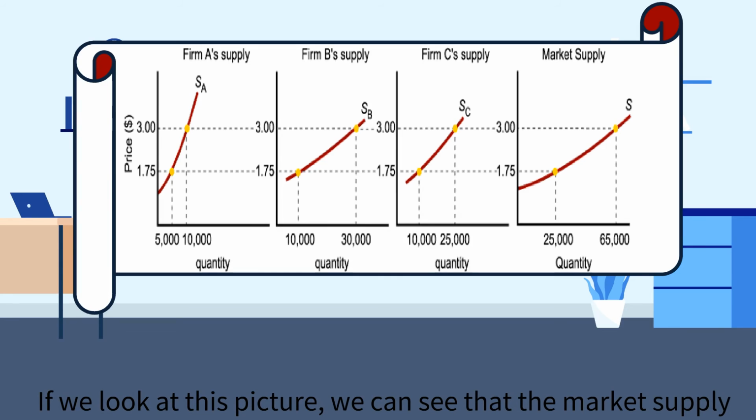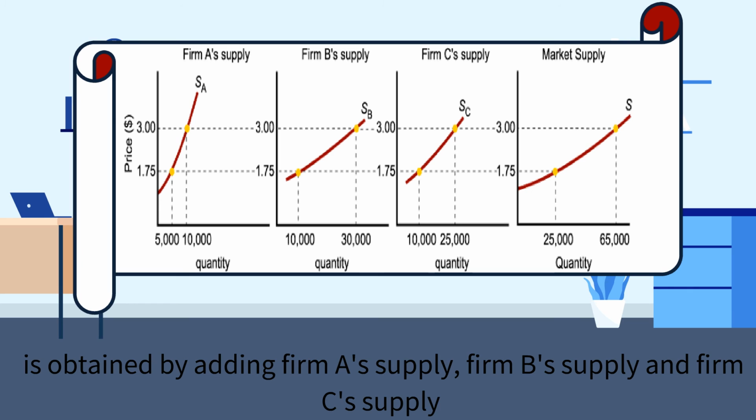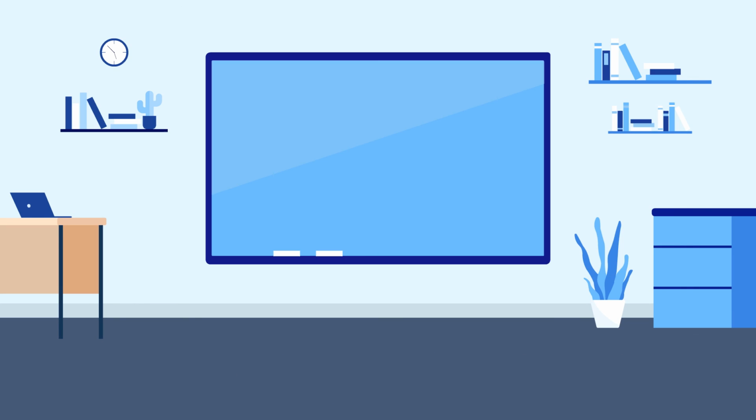If we look at this picture, we can see that the market supply is obtained by adding firm A's supply, firm B's supply and firm C's supply.